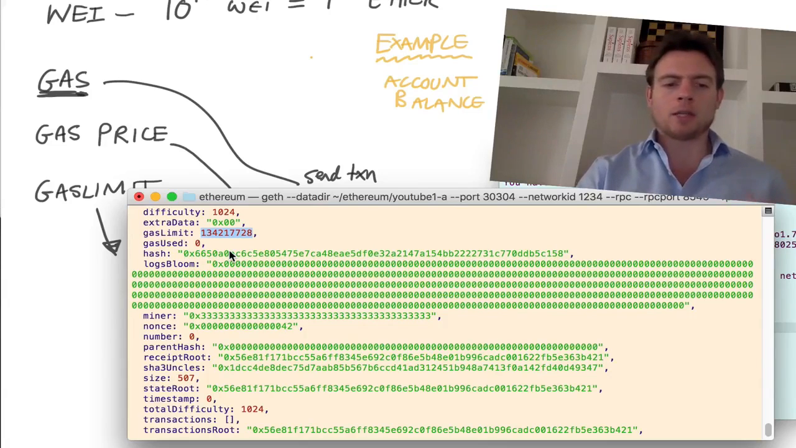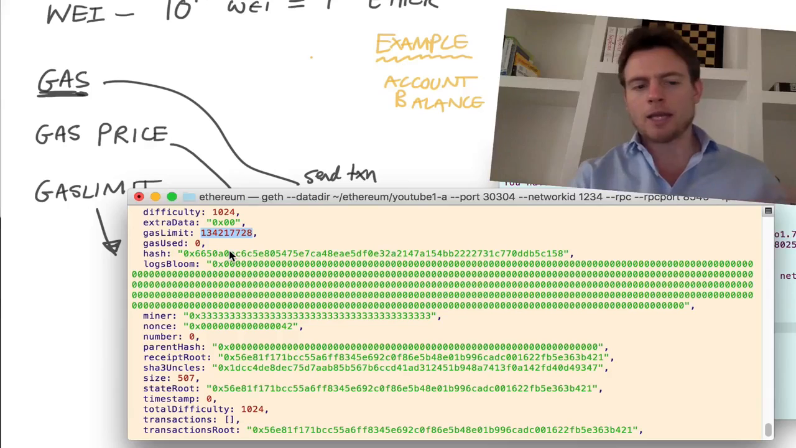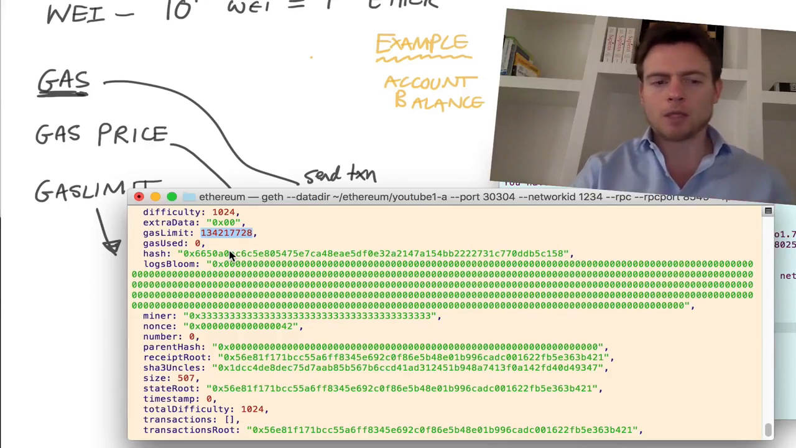But in actuality, they will often use less. So what happens then is that any unused gas will be refunded. Or let's put it this way: the sender of the transaction will not be charged for the entire gas limit of the transaction. They'll be only charged for the actual amount of gas that ends up used in the execution of the transaction.